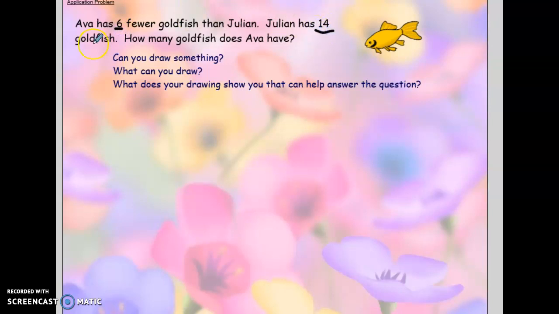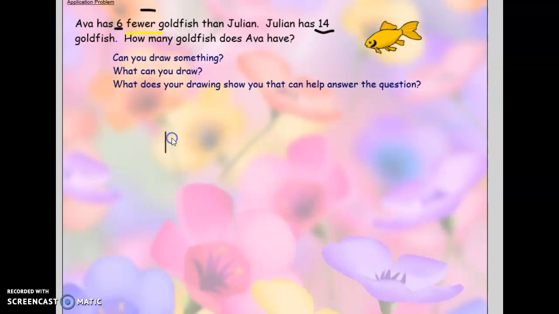And then there's one more word in that beginning sentence that is super important. So let's read that again and see if you can pick out what important word I see. Ava has 6 fewer goldfish than Julian. What's the important word there? Fewer. Fewer is the important word because it tells us if we're going to add or subtract. So based on the word fewer, what do you guys think? Add or subtract? Subtract, that's right. Okay, so let's go ahead and get started.